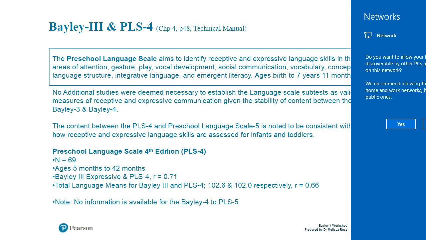No additional studies were determined to be necessary to establish the language scale subtests as valid measures of receptive and expressive communication, given the stability of content between the Bayley-3 and Bayley-4. When comparing the Bayley-3 to the PLS-4, figures show a good correlation of 0.71, but are based on a fairly small sample size of 69. The content between the PLS-4 and the Preschool Language Scale 5 is consistent with how receptive and expressive language skills are assessed for infants and toddlers. See page 48 of the technical manual for more details.